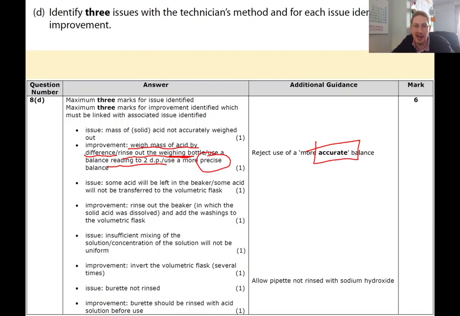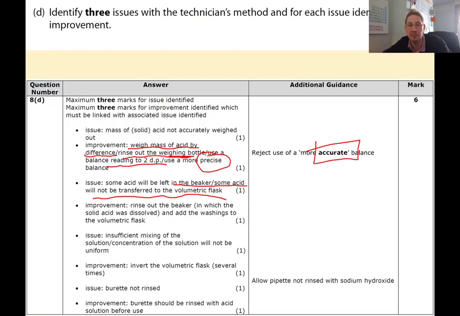Okay, some acid will be left in the beaker. Some acid will not be transferred into the volumetric flask. Sorry, I've just realised this is actually CPAC 2, isn't it? This is making up a standard solution that it's asking you about here. This was making up the solution at the start of it, okay? So these are problems with CPAC 2, not CPAC 3.